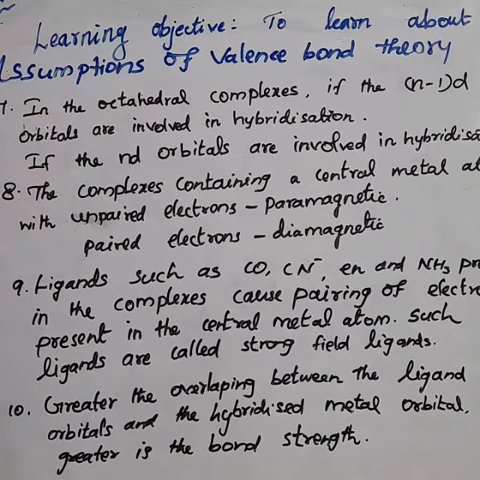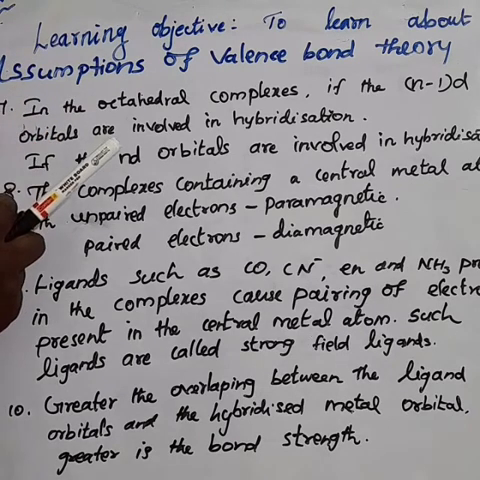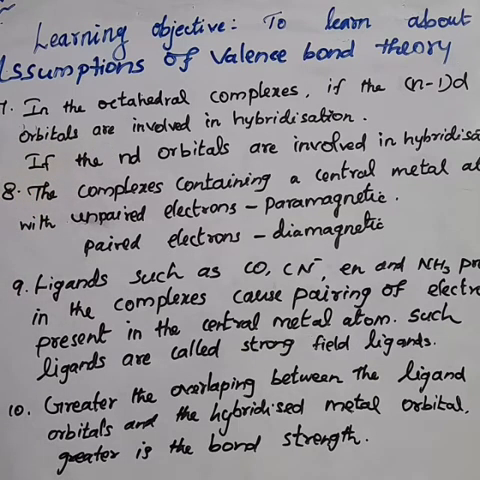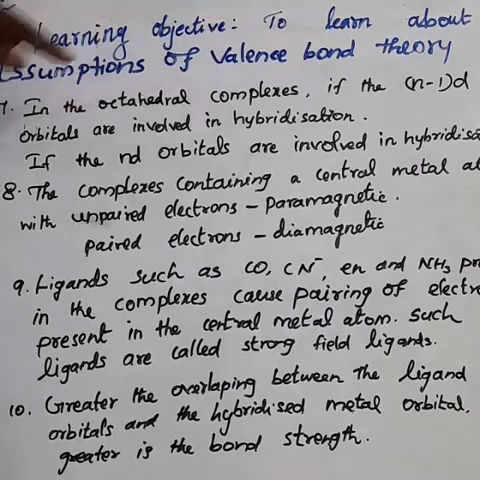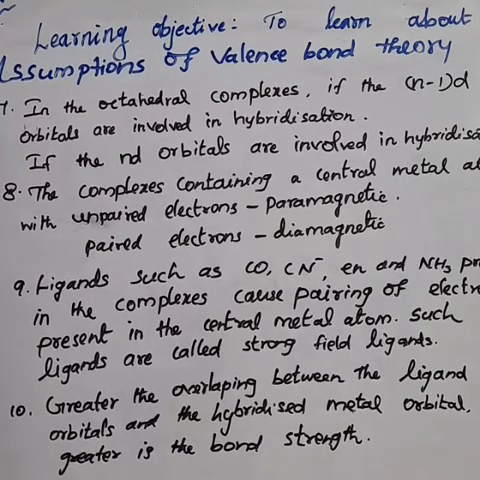In the octahedral complex, if the (n-1)d orbitals are involved in hybridization, then they are called an inner orbital complex. Here, what is the condition? If the (n-1)d orbitals are involved in hybridization. What is the other name of the inner orbital complex? Low spin complex, or spin paired complex. These are very important for the 2-mark question.